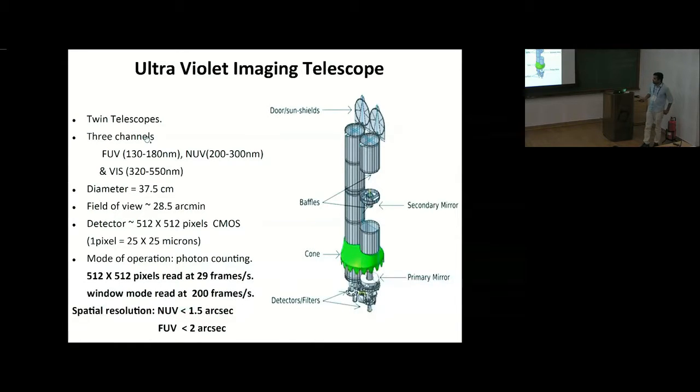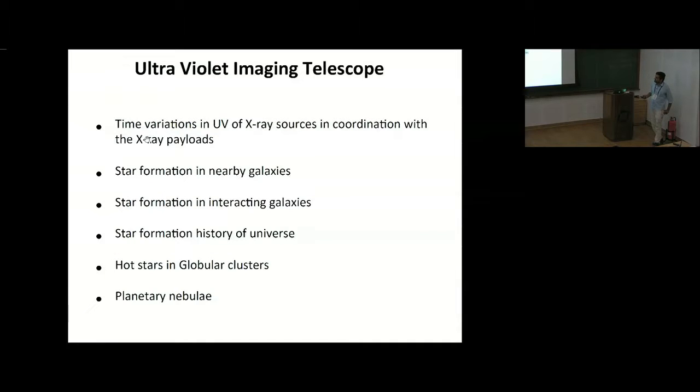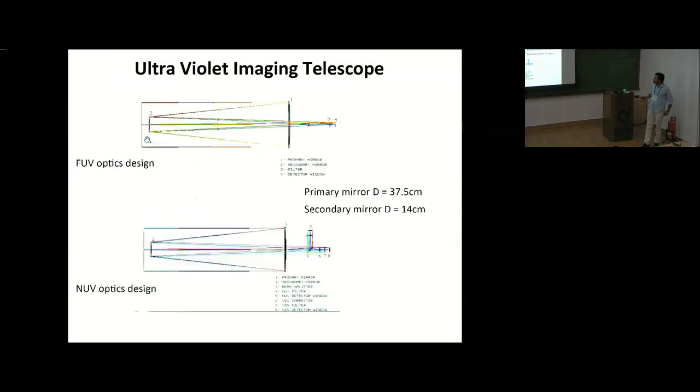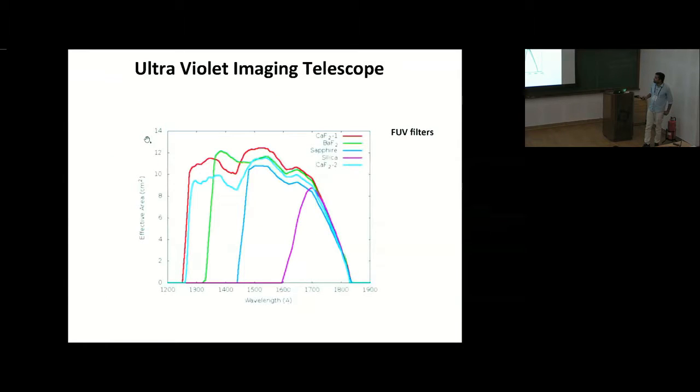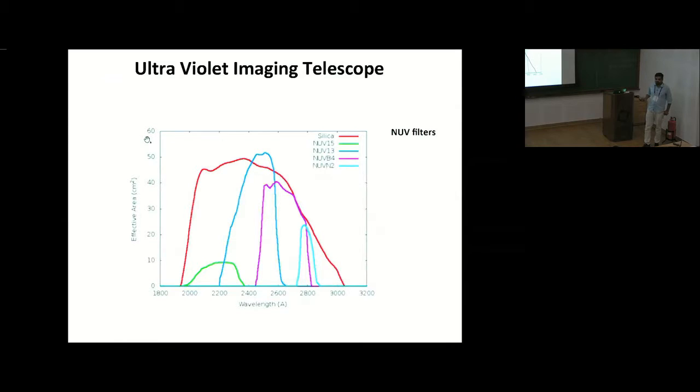It's less than 1.5 arc second in near UV. The science topics include nearby galaxies, star formation history of the universe, globular clusters, and planetary nebulae. So this is a schematic of the telescope, the far UV optical design, and this is the near UV optical design. As I said before, the primary mirror diameter is something like 37.5 centimeters.